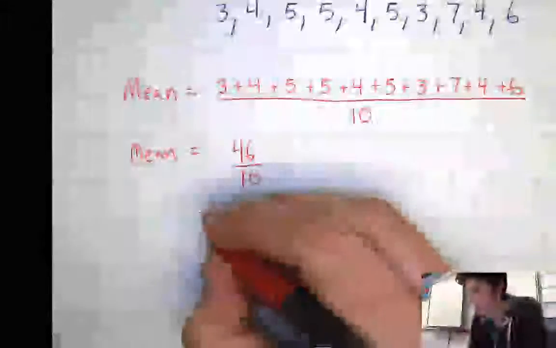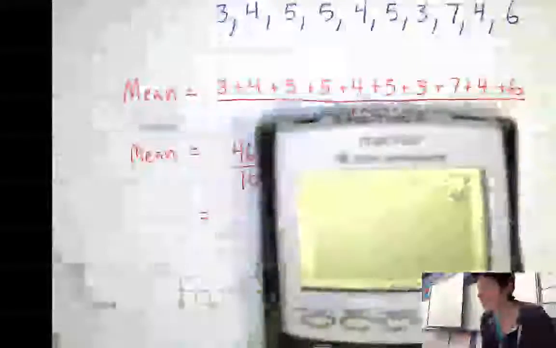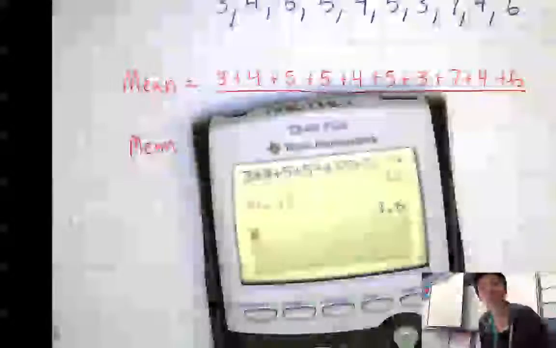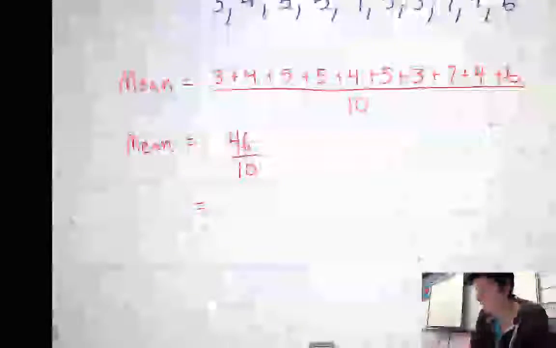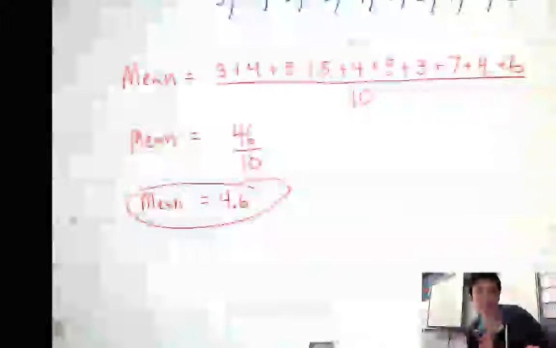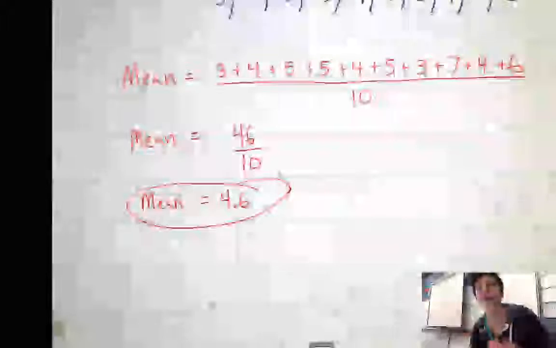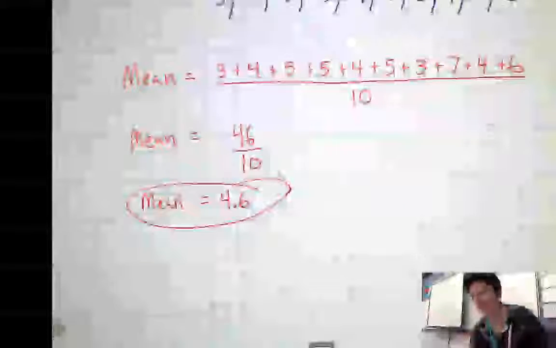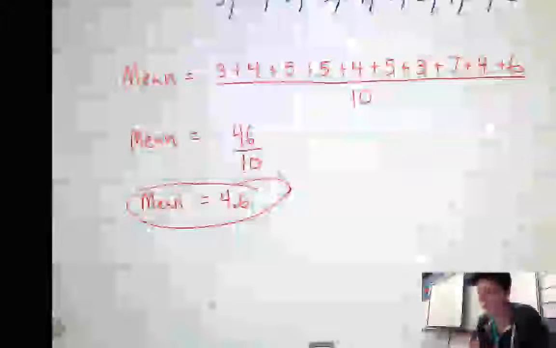And 46 divided by 10, you all know what that is. It's 4.6. If you don't believe me, 46 divided by 10, 4.6. So on average, there are 4.6 people living in a house. That's our mean. Now we all know there can't be 0.6 of a person living in a house, but we're not going for an exact number here. We're going for the average. So the average is 4.6.